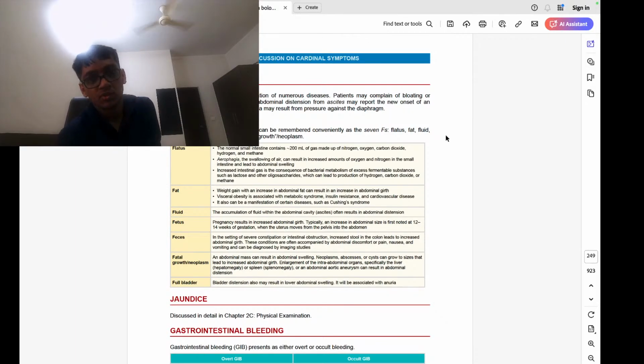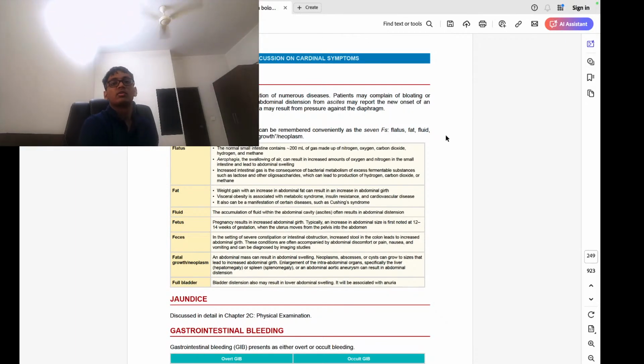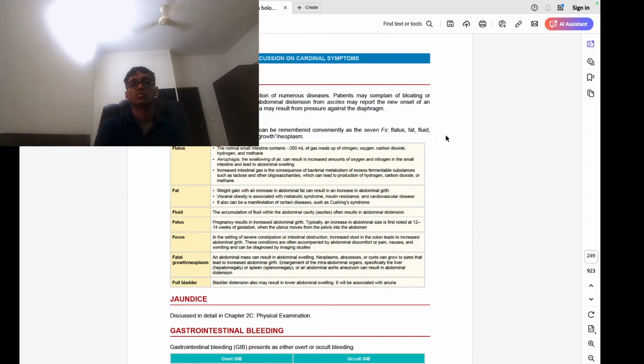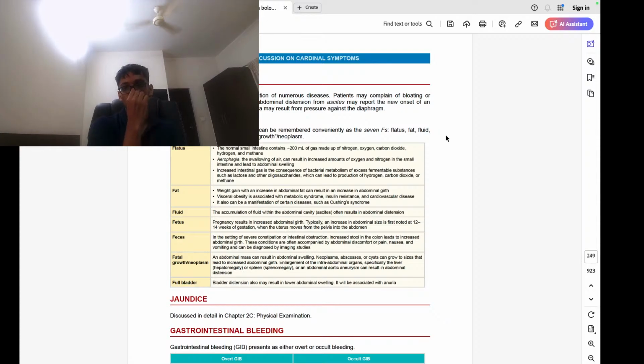Discussion on the cardinal symptoms. First you have abdominal swelling. Swelling is a manifestation of numerous diseases. Patient may complain of bloating or abdominal fullness. A patient with abdominal distension with ascites may report the new onset of an inguinal or umbilical hernia. Dyspnea may result from pressure against the diaphragm.